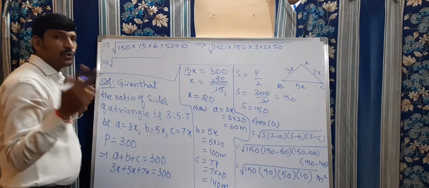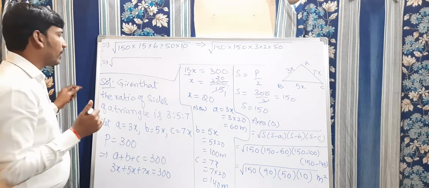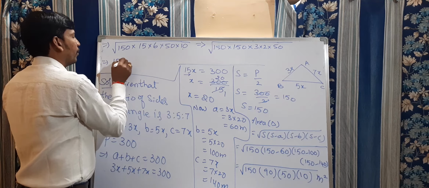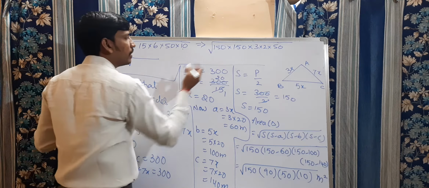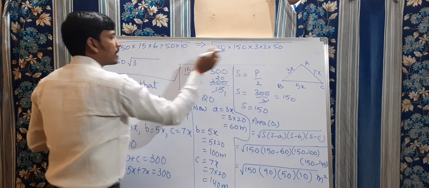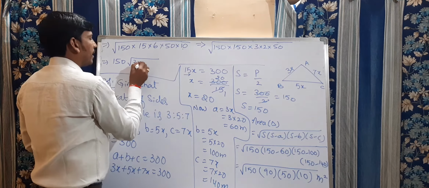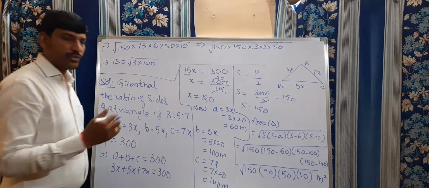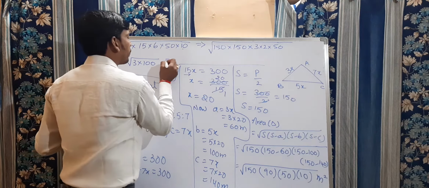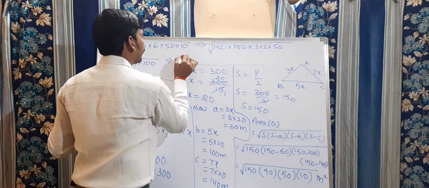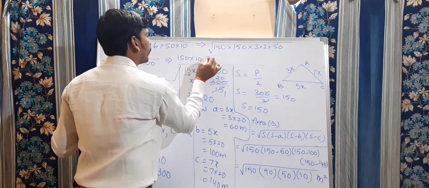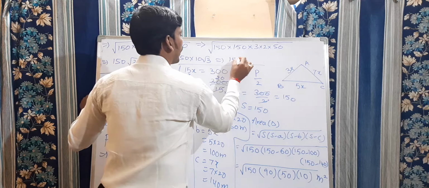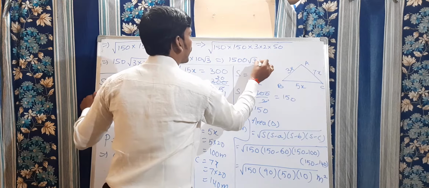There are two 150s, so 150 will come outside. You will get 150 into 150 square root of 3 into, that is, 2 50s are 100. Now the square root of 100 will become how much? 10. Square root of 100 equals 10. Now which implies 150 into 10 into root 3, which implies 150 into 10 is 1500 root 3 meter square.